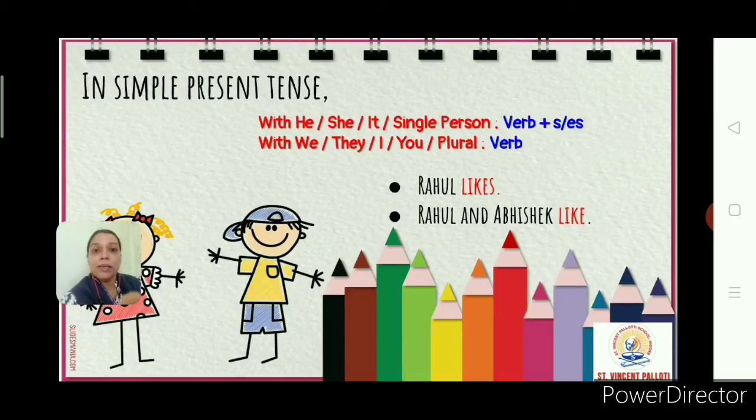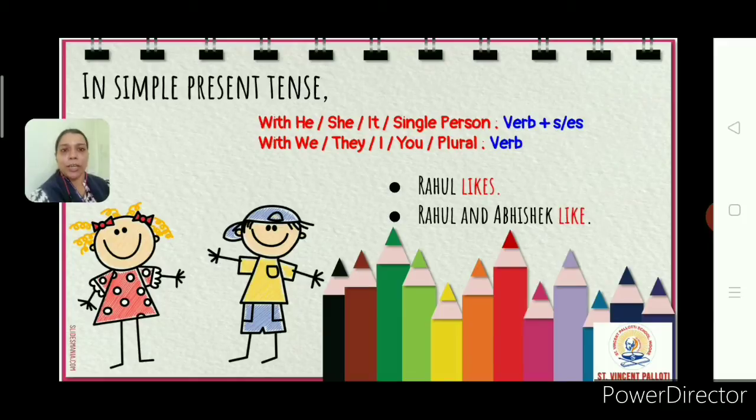Whenever the subject is a single person, like he, she, it, or any single person, we have to use verb plus s or es. That is the structure of simple present tense. Verb plus s or es, like we have written that he likes mangoes. Now with we, they, I, you, or any plural subject, we will use the verb as it is. We will not add any s or es. Like here you can see the example, Rahul likes and Rahul and Abhishek like. Because Rahul is a singular person, that's why it is likes. Rahul and Abhishek, more than one, it's plural, so that will be like.